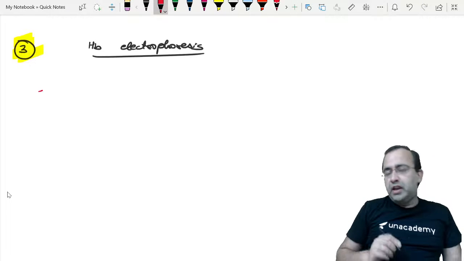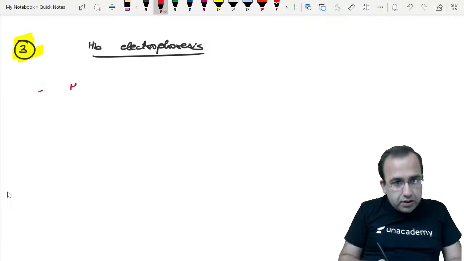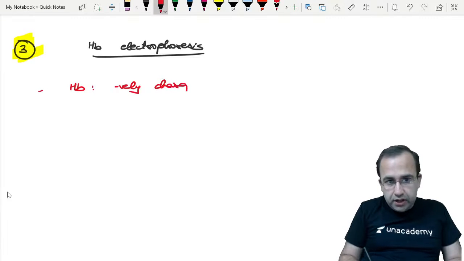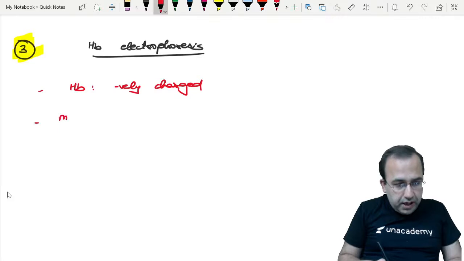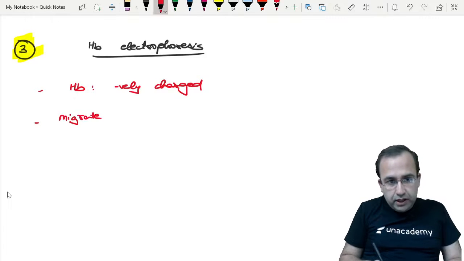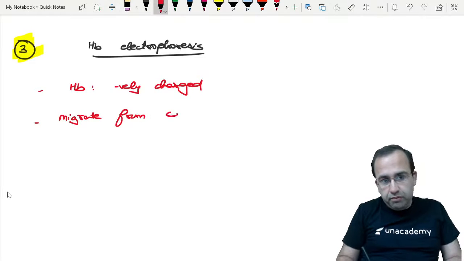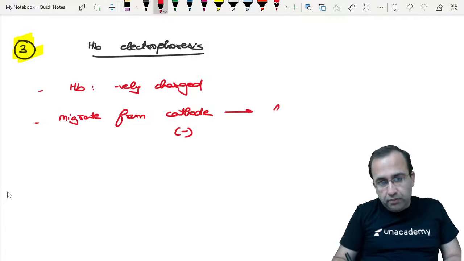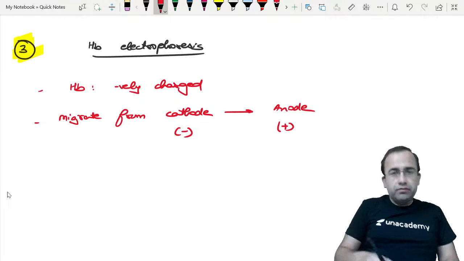First point, hemoglobins are again negatively charged. So they migrate from cathode to anode. That is, they migrate from negative to positive.